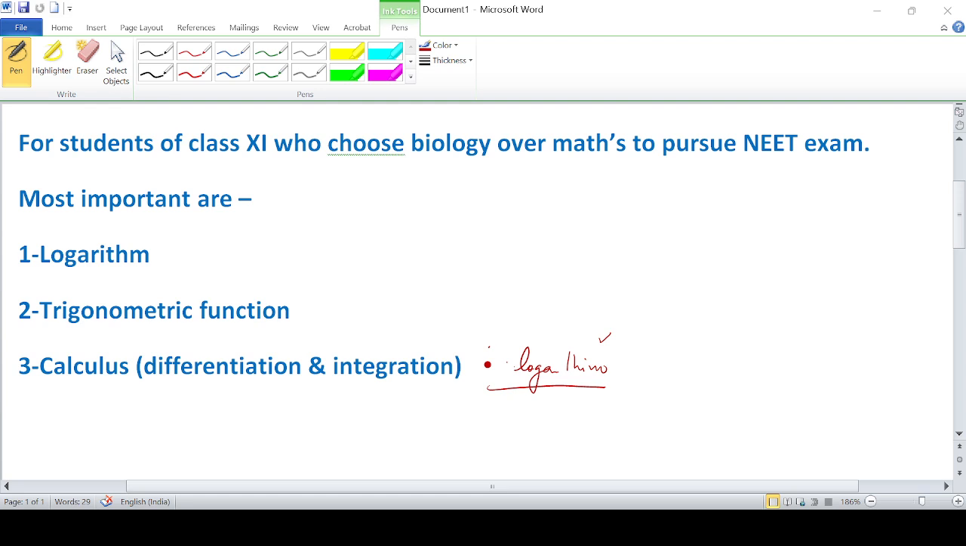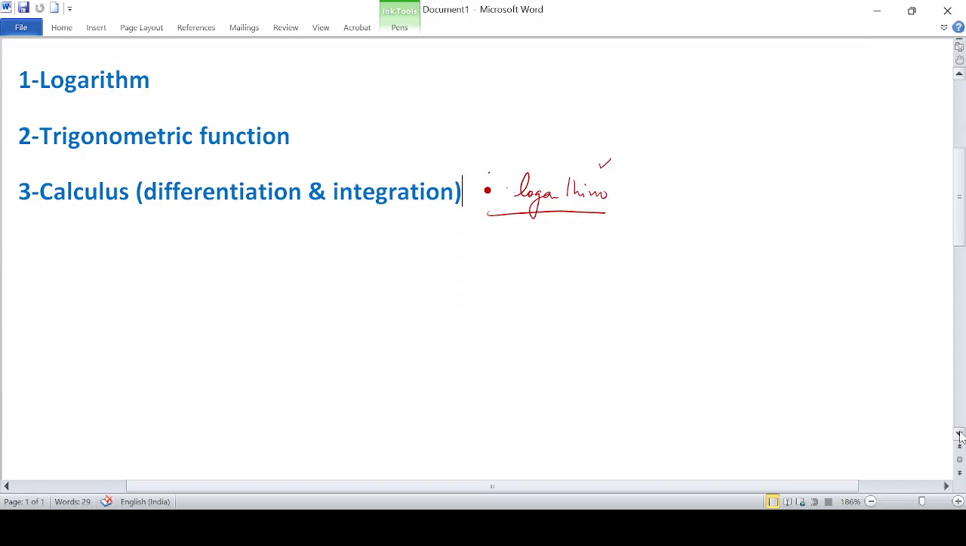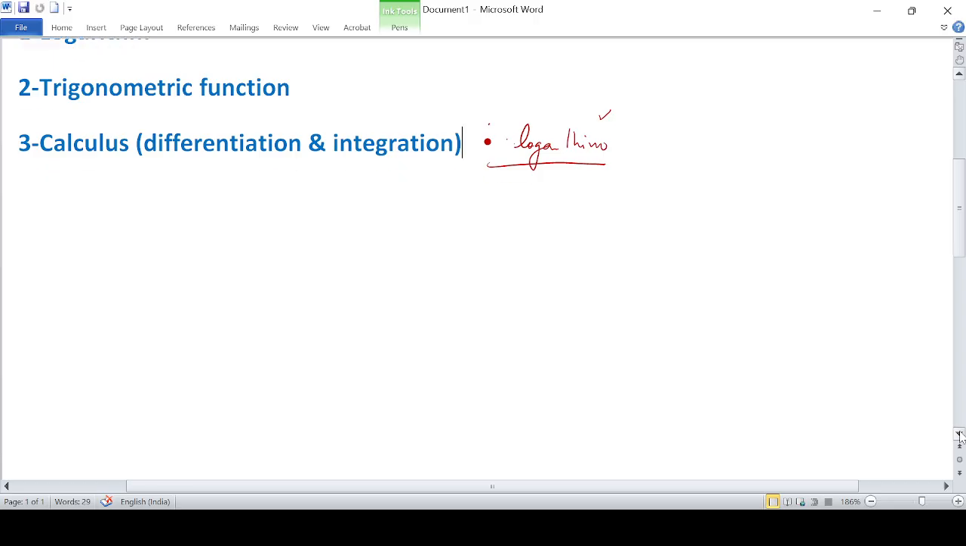This video is for the students who have chosen biology over mathematics, and obviously in physics they have to go through these three important mathematical tools, which are logarithm, trigonometry functions and calculus. What I presume is that they might have been taught about the trigonometry functions in 10th class, but I am sure that they have not been taught about calculus and logarithm. Maybe in the ICSE board they might have been taught about the logarithm.